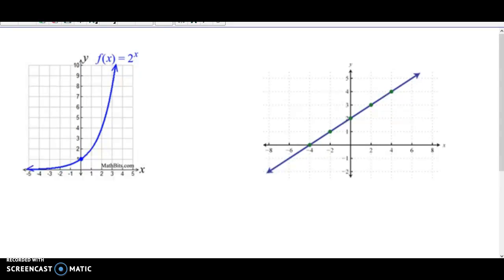These are 2 different representations of graphs. The graph on the right-hand side, we have seen this type of graph all year. This is a linear function. Okay, what we're going to start talking about in this unit is exponential functions. So anytime we see a graph that is curving, it's going to represent an exponential function.